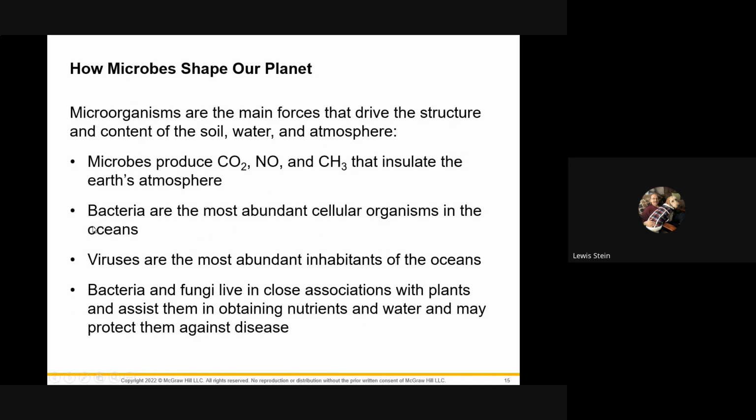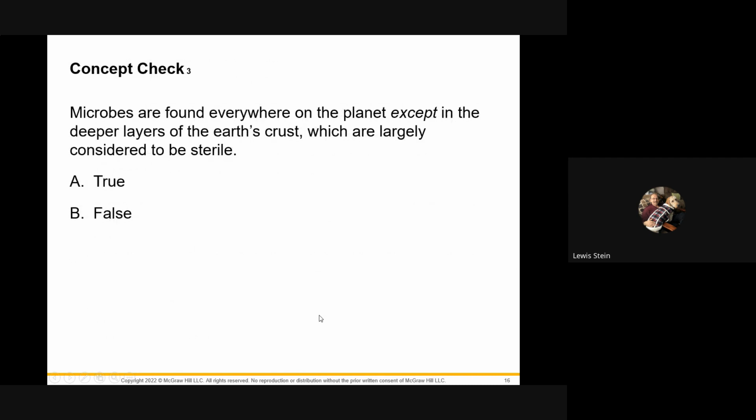Bacteria in the oceans, that's where the oxygen comes from. Viruses are also present, so they're everywhere. They are found everywhere on the planet.